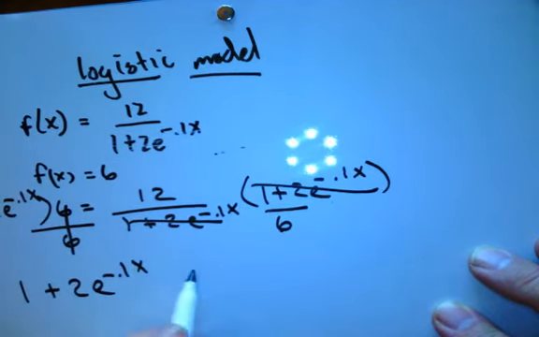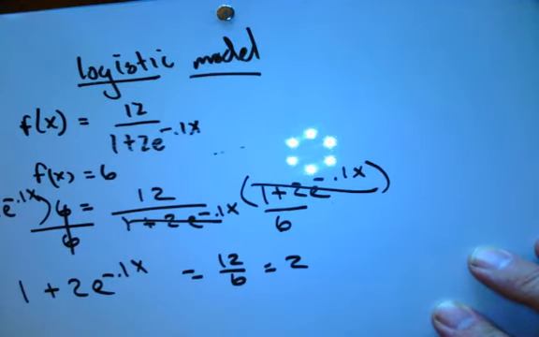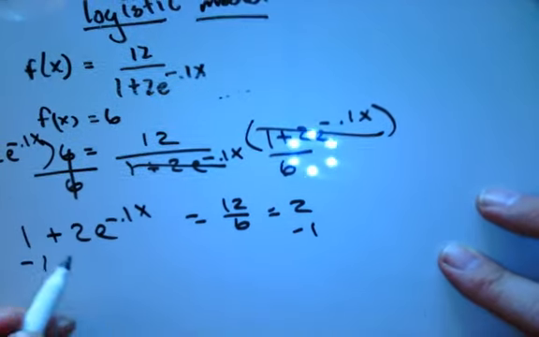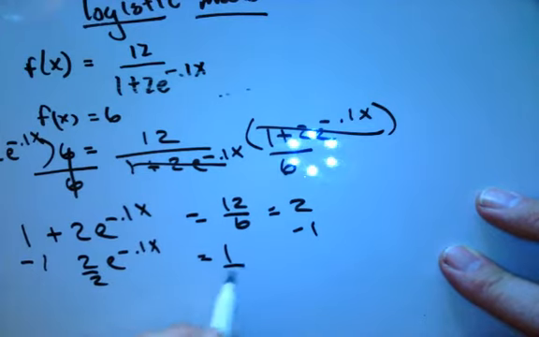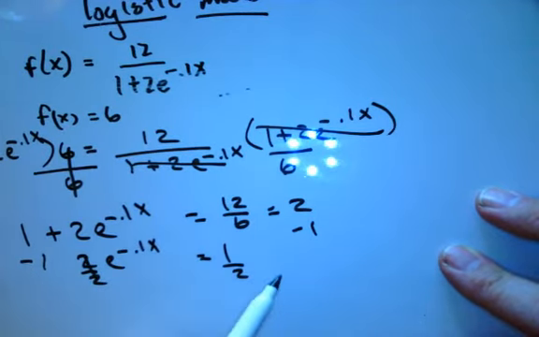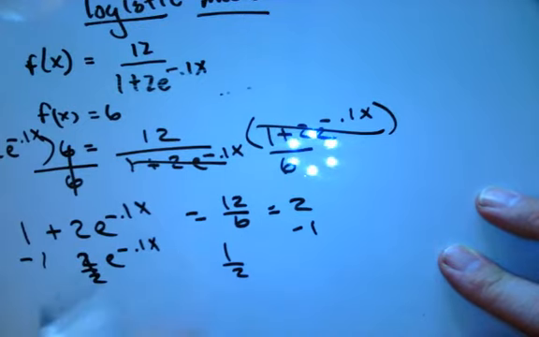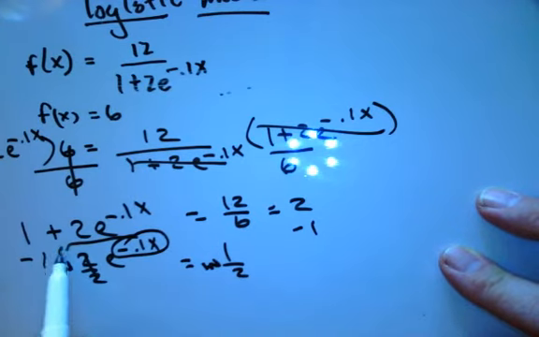And I'm not going to distribute. I'm actually going to divide both sides by 6. So these will cancel, and I'll have 1 plus 2e to the negative 0.1x equals 12 over 6, or 2. Then I'm going to subtract 1, so I'll have 2e to the negative 0.1x equals 1. I'll divide by 2. And now I've got e to the negative 0.1x equals 1/2.